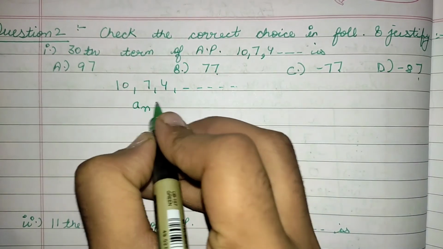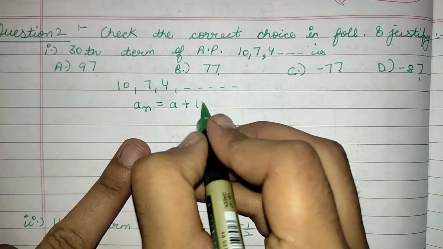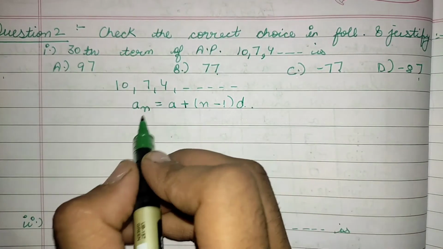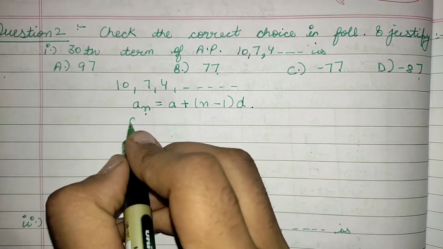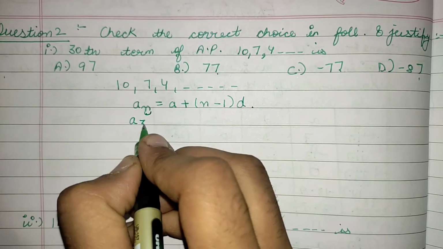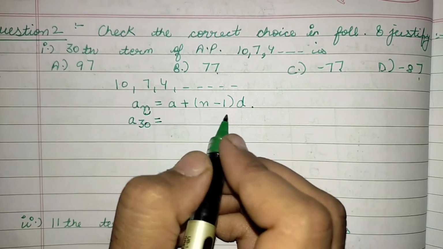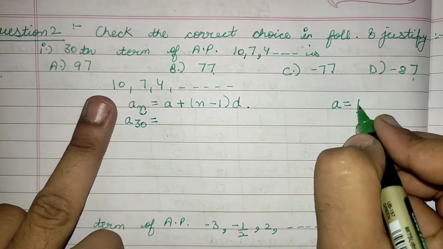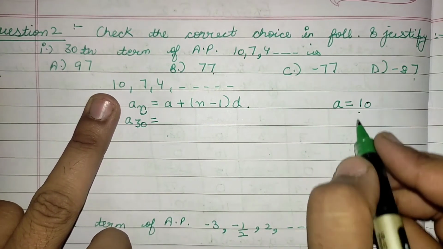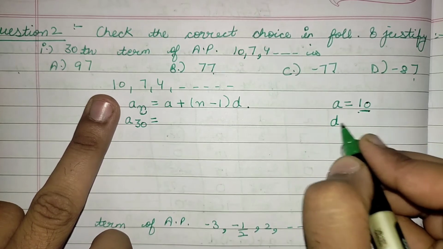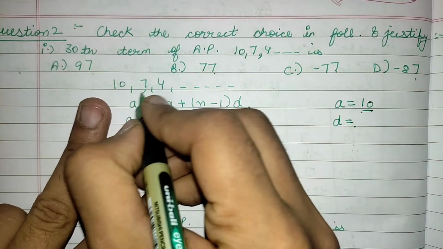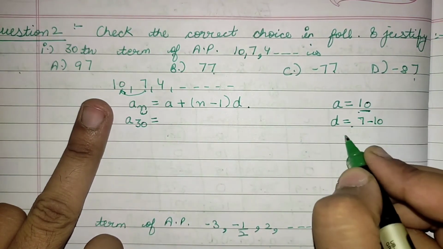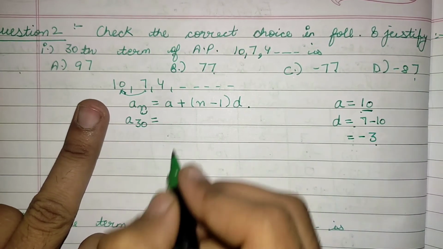You have to use the formula an = a + (n - 1) × d, which gives the nth term of the AP. Here the nth term is the 30th. So let's first find out what a and d are. a is the first term of the AP, which is equal to 10, and d is the common difference. So the common difference is 7 minus 10, which is equal to minus 3.